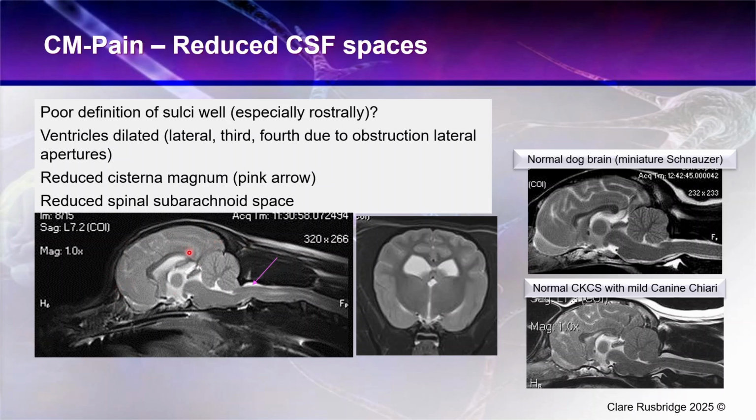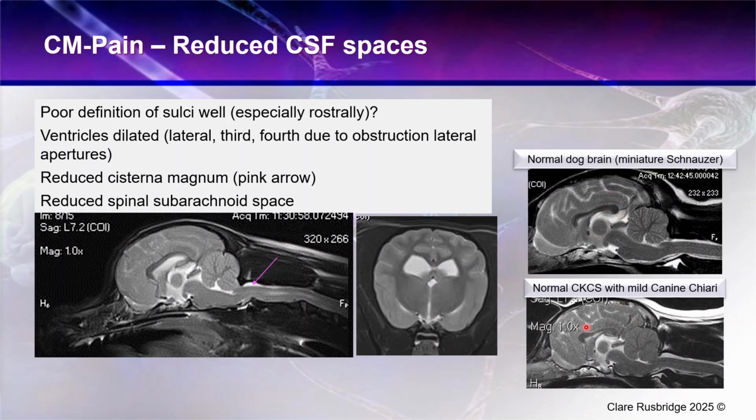And the CSF spaces consist of the sulci. So here we have a normal dog, a miniature Schnauzer. I'd like you to observe this normal dog, even in comparison to a normal Cavalier King Charles Spaniel. And you can see that although a miniature Schnauzer is about 8 kilograms, and a Cavalier is about 8 kilograms, the brains are very different.